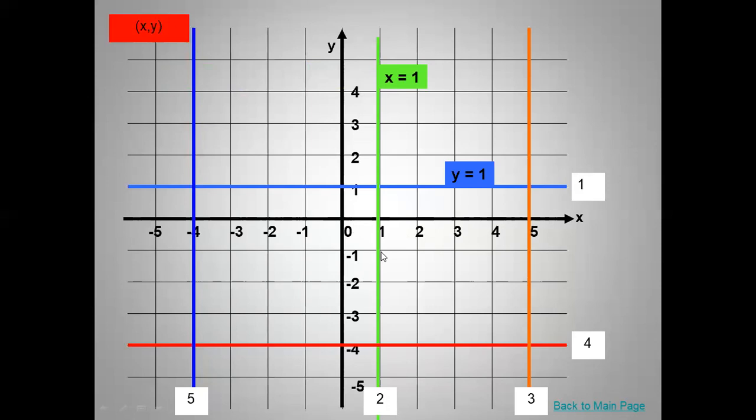Line 3. Is it a line that cuts the x or the y? It cuts the x-axis, so it's called x equals 5. And finally, line 4 first. Does line 4 cut the y or the x? It cuts the y, so it's called y equals -4. And then the last line cuts the x-axis, so it's called x equals -4.